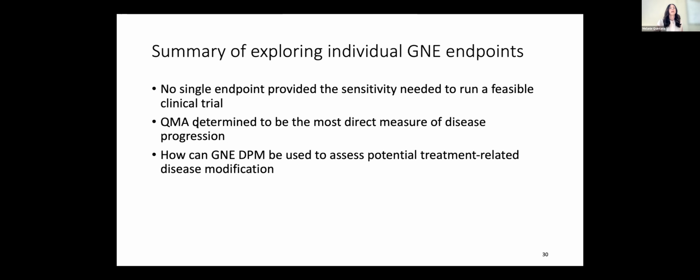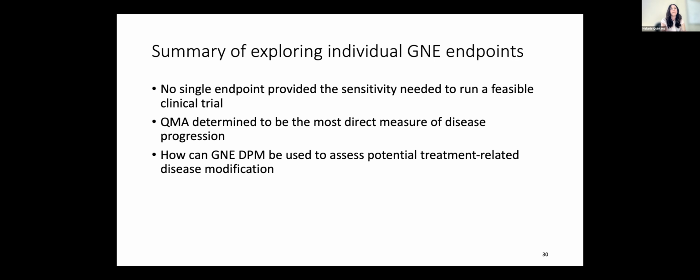It was also determined that QMA was the most direct measure of disease progression and the one that was most clinically meaningful to individuals. This disease is muscle weakness, so being able to measure and assess muscle strength and determine if there's a slowing in the progression of muscle weakness was really one of the most important measures. So QMA came to the top in terms of the most important measures in these buckets.